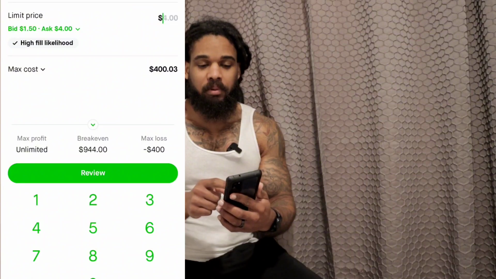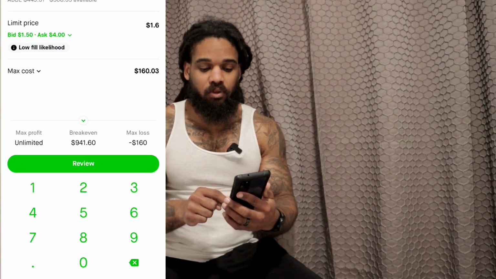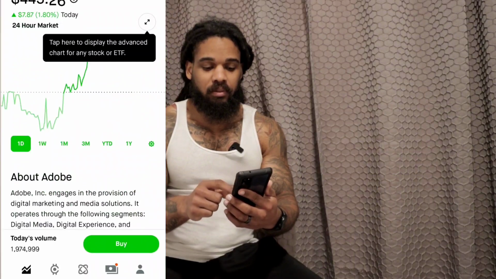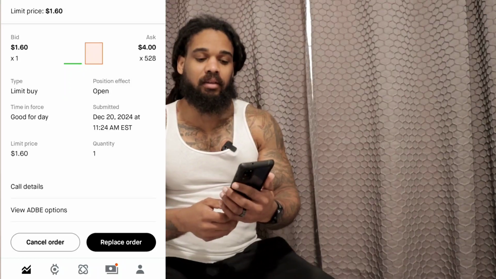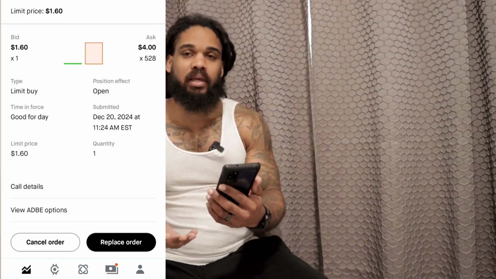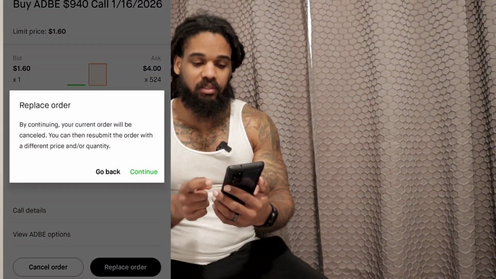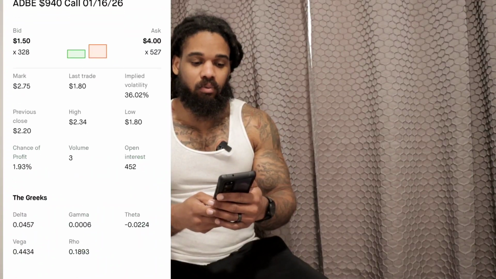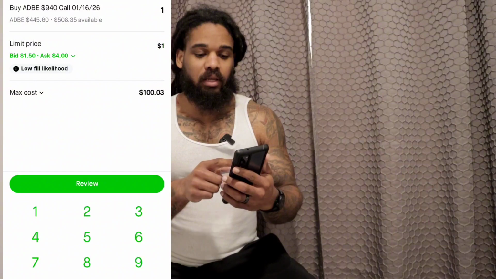So I type in the limit price of 160, and I'll press review, swipe up, and see if I get this filled. If I do, great. If not, as you can see, it's not filled right now. Being that it's not filled, I could just wait it out and see if it gets filled, or I could just try another number. I could go to replace order, change the price. Then I could try 180. The last trade for this was about 180, so I'm going to try 180 now.